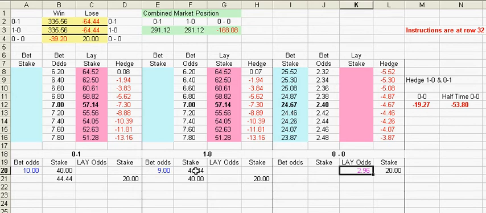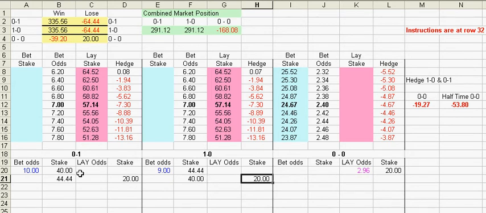You can see I've put the bet stakes in again, 4.44 into there as a losing bet, and the lay stake of 20 this time into there as a successful lay, and the same here, 40 from there into there as a losing bet, and 20 as a successful lay.